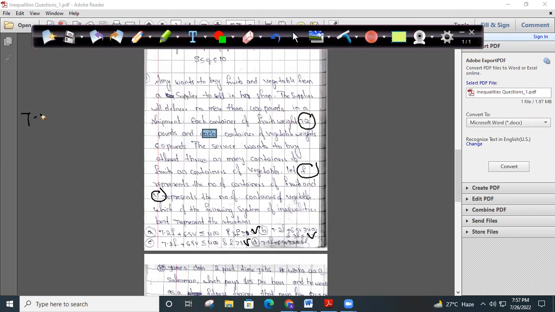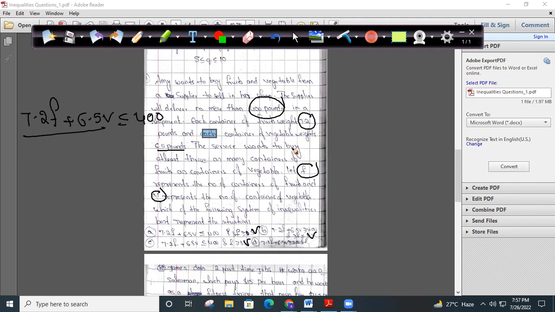So the first equation should be, what is the weight of each container of fruits? 7.2. So 7.2 F plus, what is the weight of each of these? 6.5. 6.5 V is the vegetable weight. So total weight is 7.2 F plus 6.5 V. But I cannot carry more than 400 pounds. So no more than 400 means less than or equal to 400.